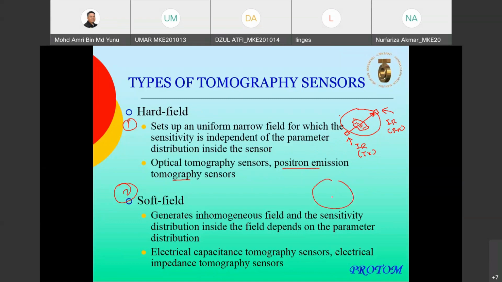But for soft field, let's say one of them is capacitance tomography. In capacitance, we have two plates on the cross section of the pipeline. We install positive and negative. The sensitive path of the energy is like an electric field. So when there is an object with high permittivity, the field path will change. The field path or the sensitivity distribution will be influenced by the material distribution. So that's the difference between hard field and soft field tomography sensors.